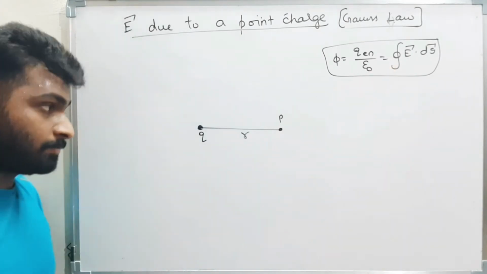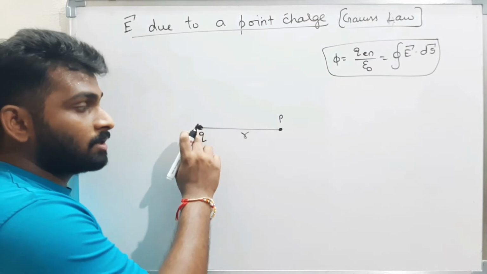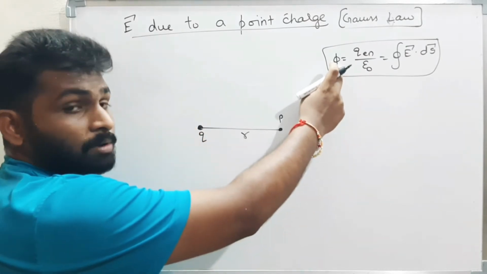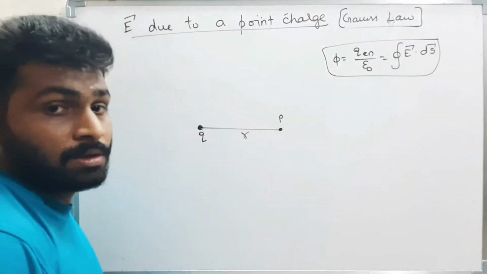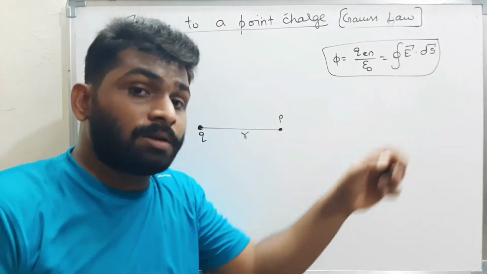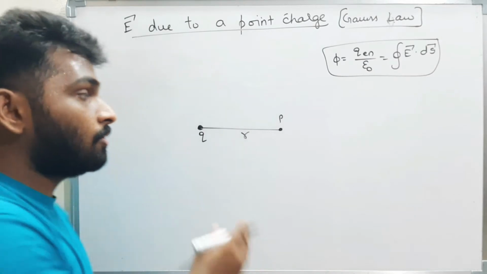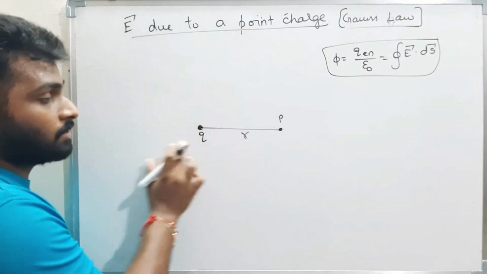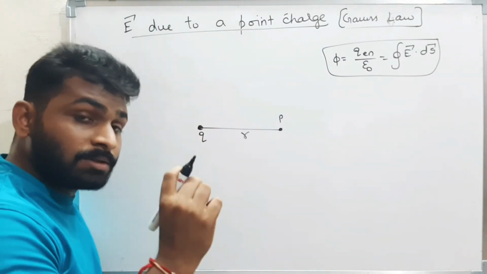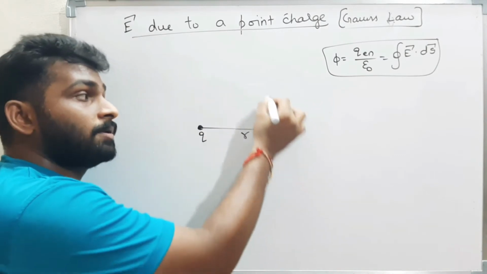Now see here, this is a charge. If I want to use this formula, I need a Gaussian surface. The surface integral of ds is nothing but the surface area of the Gaussian surface. That means I have to assume a Gaussian surface now. What is the best suitable Gaussian surface for this charge? The best Gaussian surface will be a spherical shell.